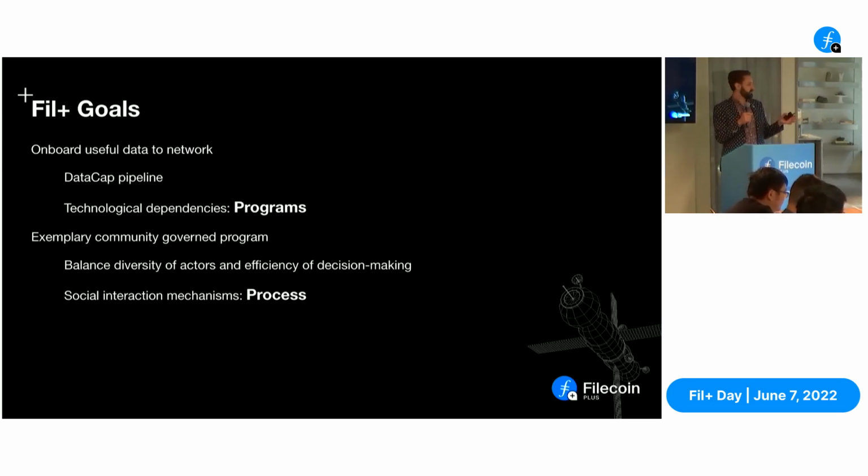How do we get a balance of diversity of actors with efficient decision making? We want to have people that represent all the different interests. We want storage providers. We want clients. We want service providers. We want all of them to be notaries. We want all of them to come to our governance calls. We want all of them to compete with one another and have those voices heard.